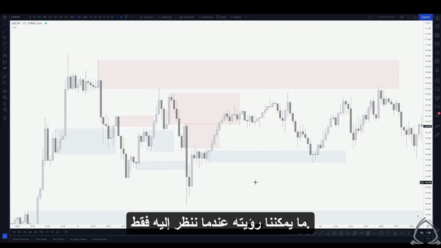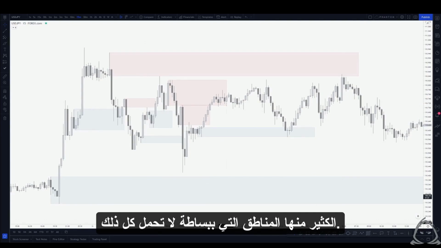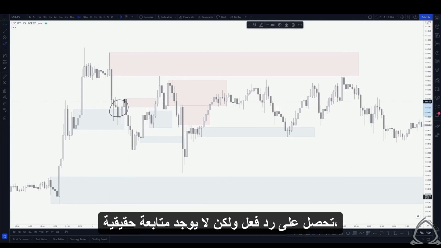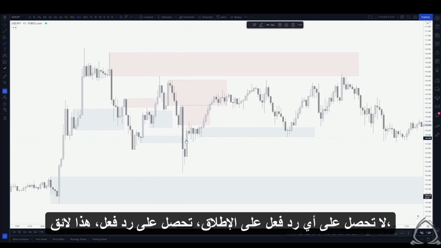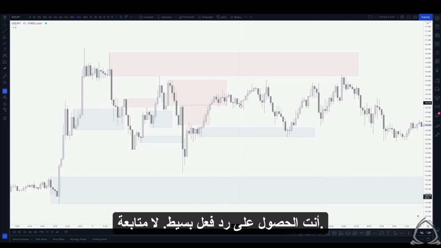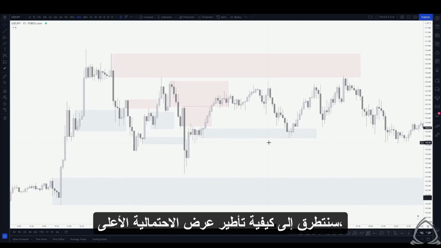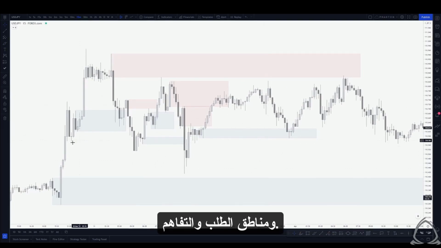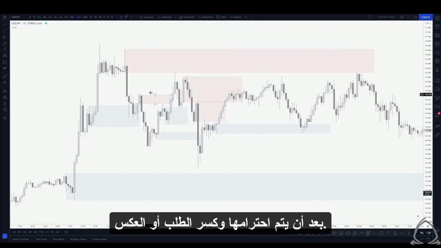And what we can see when we're just looking at these zones from a conceptual standpoint is that there are a lot of zones that simply don't really hold at all. You get a reaction, but no real follow through. You get no reaction whatsoever. You get a reaction that's decent. You get a small reaction, no follow through, so on and so forth. And again, we'll touch on how to frame up higher probability supply and demand zones and understanding what this is ultimately suggesting from an order flow perspective, having supply being respected and demand breaking or vice versa.